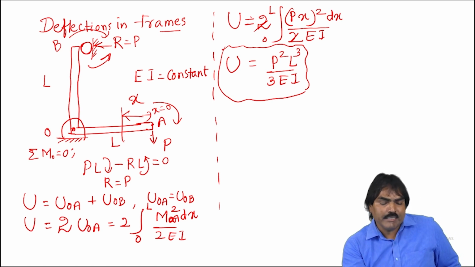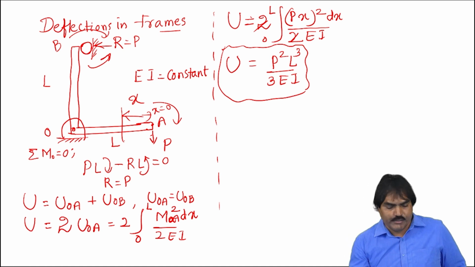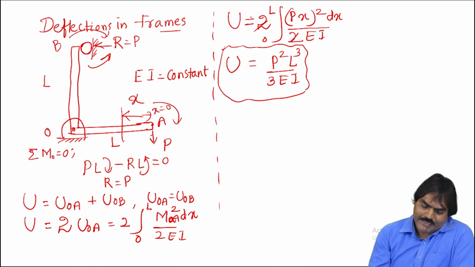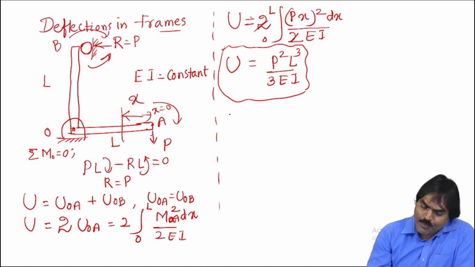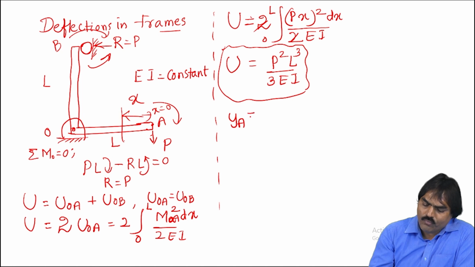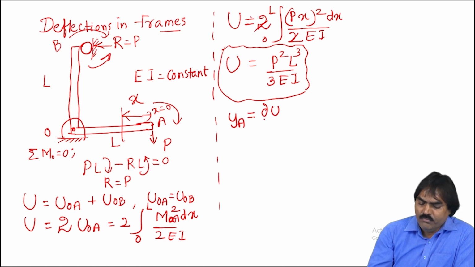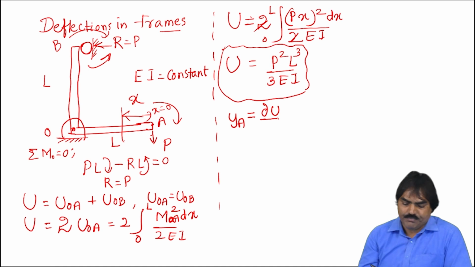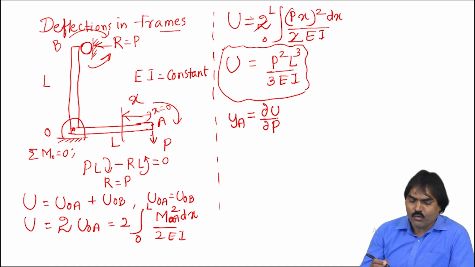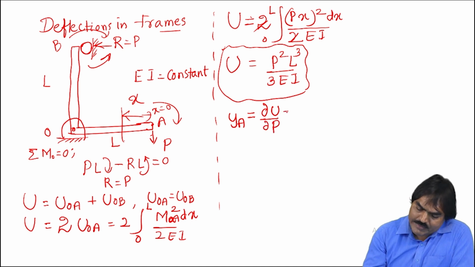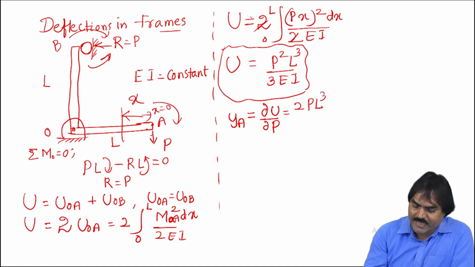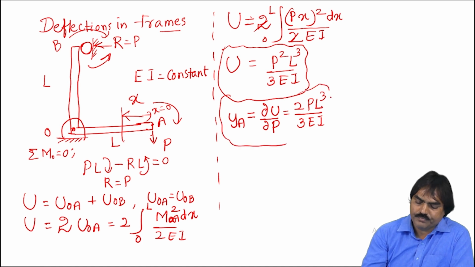See, at B point, there is no deflection because the roller is opposing the B end from moving towards the right. So we will have only deflection at A point. At A point, there is a load. Therefore, YA is equal to the partial derivative of the total energy with respect to the load at that point. That is given by 2PL cube by 3EI. This is the deflection.